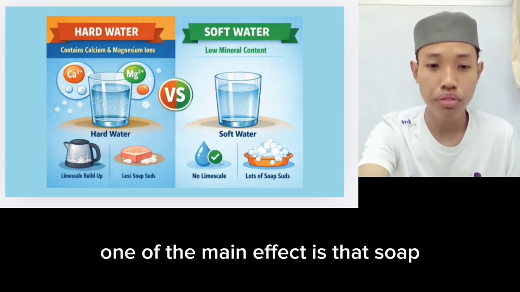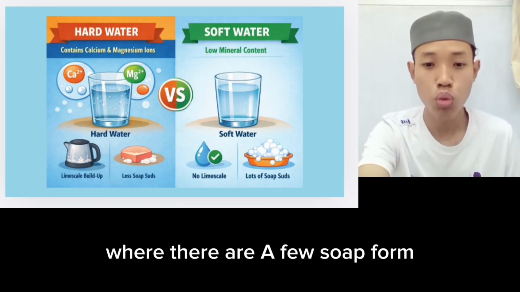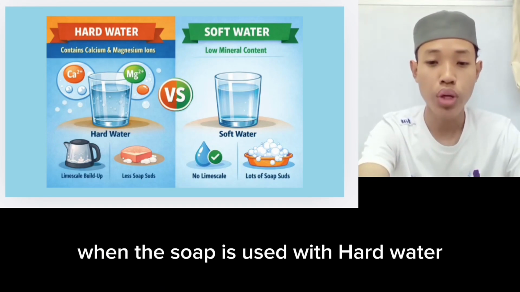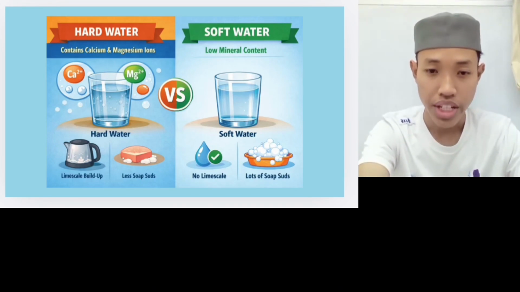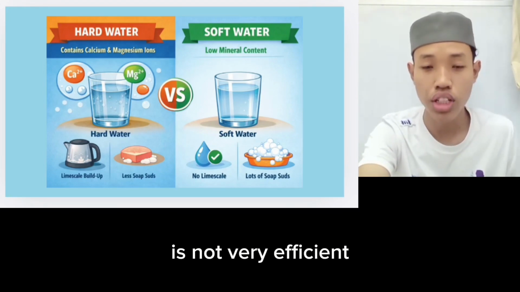One of the main effects is that soap does not lather easily. This can be seen in the picture, where there is little soap foam formed when the soap is used with hard water. This means more soap is needed during washing, which is not very efficient.